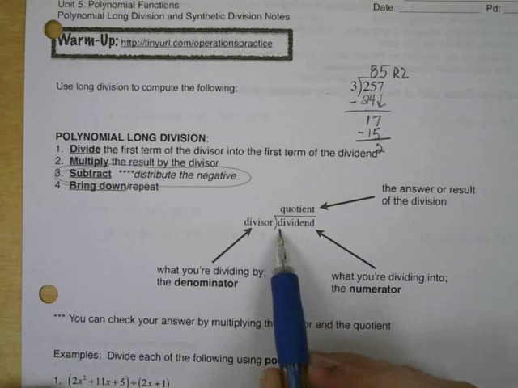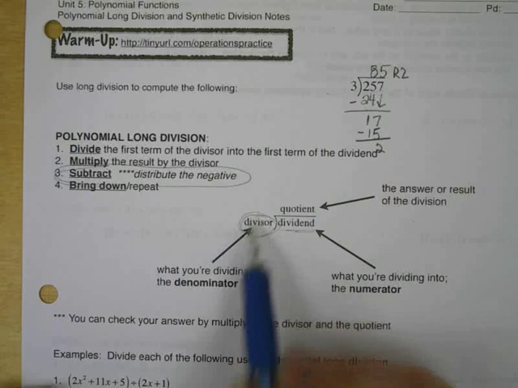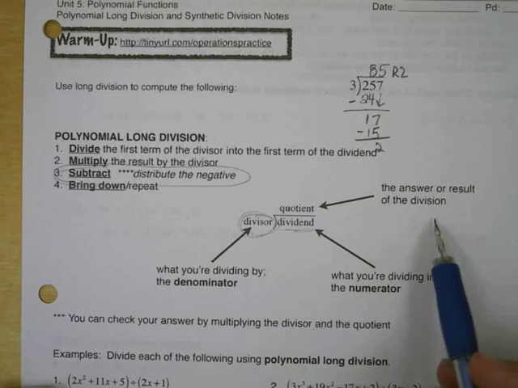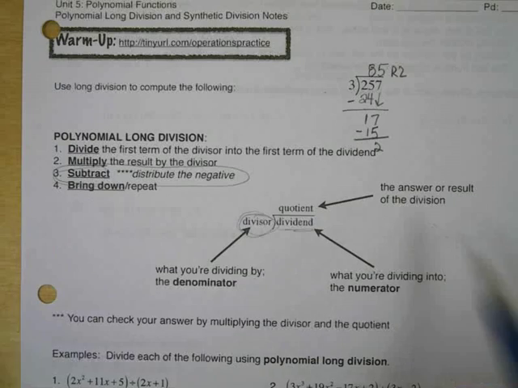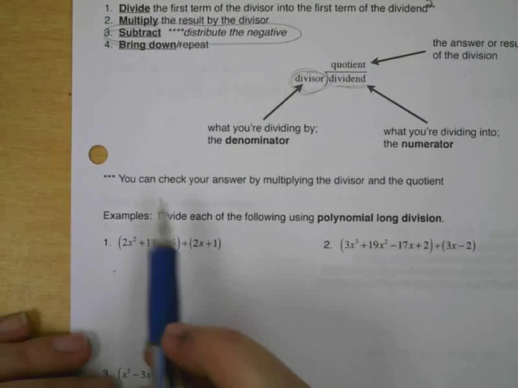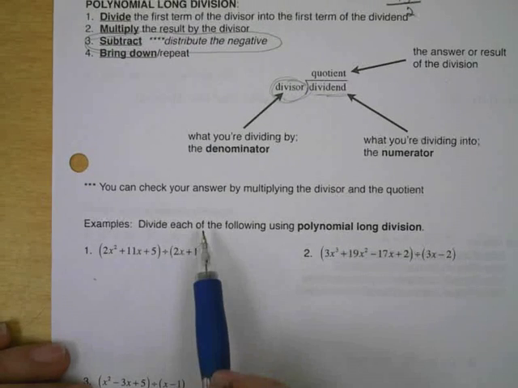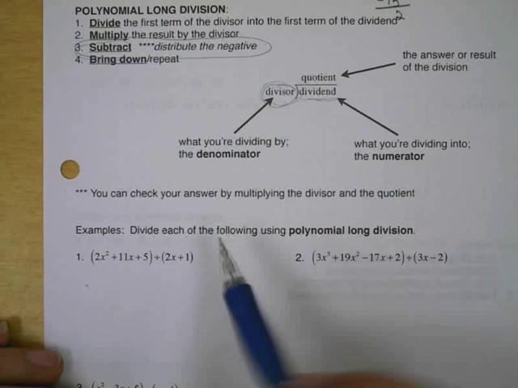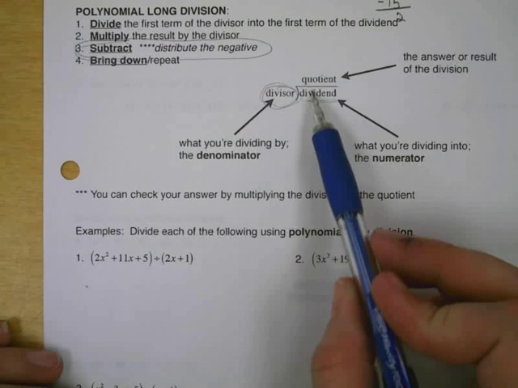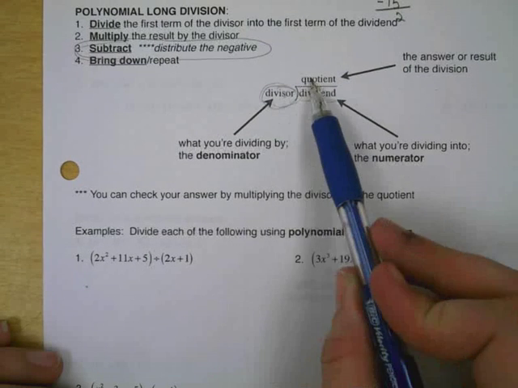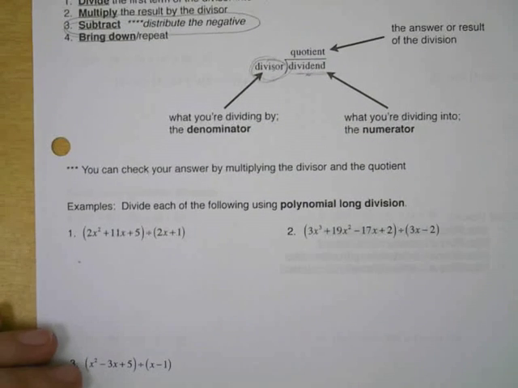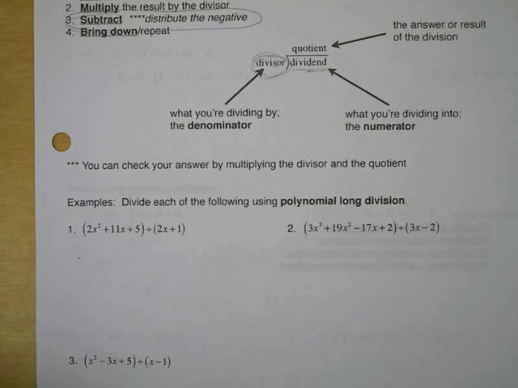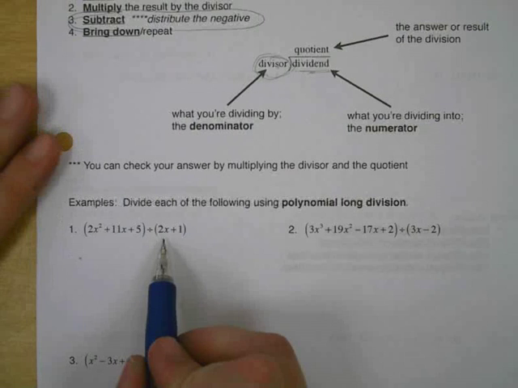So terminology, the stuff inside, dividend, divisor, stuff outside. Quotient is always the answer to when you divide two things. Okay, and notice it says you can always check them by multiplying the divisor and the quotient together, because that's how division works. If it goes in there evenly, then this times this should equal this.